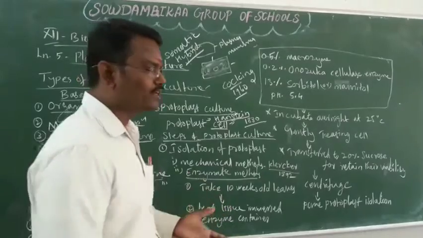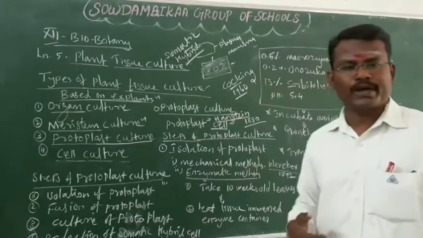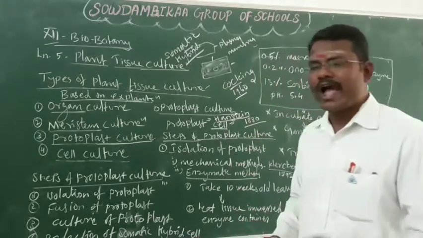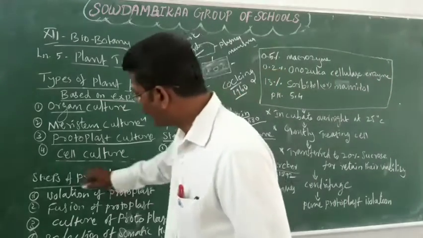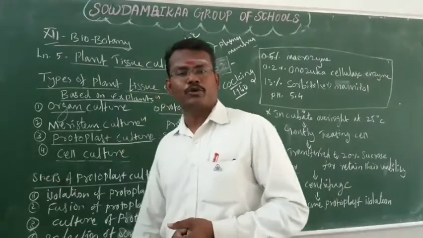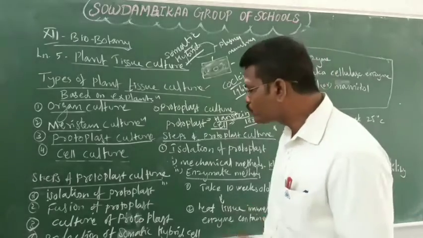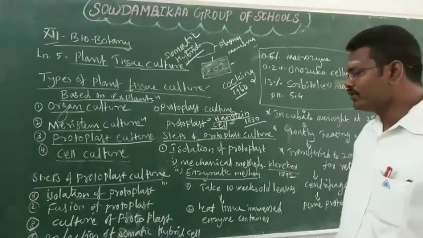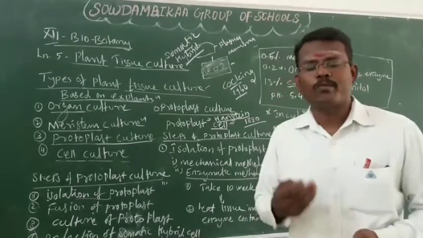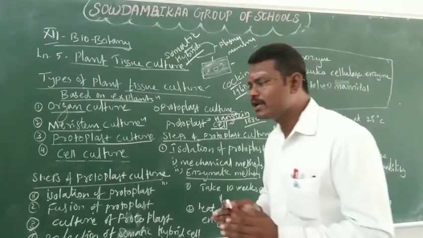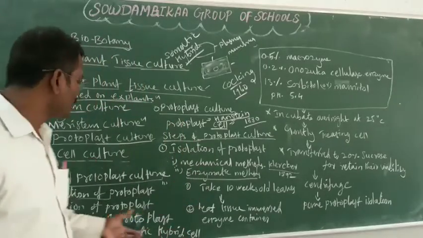We have defined what a protoplast is. Next, we can isolate the protoplast and culture it. There are a number of steps. There are four steps for the isolation and culture of protoplasts. One is the isolation of the protoplast. Second is the fusion of the protoplast. Third is the culture of the protoplast. Fourth is the selection of the somatic hybrid cells. These are very important steps.